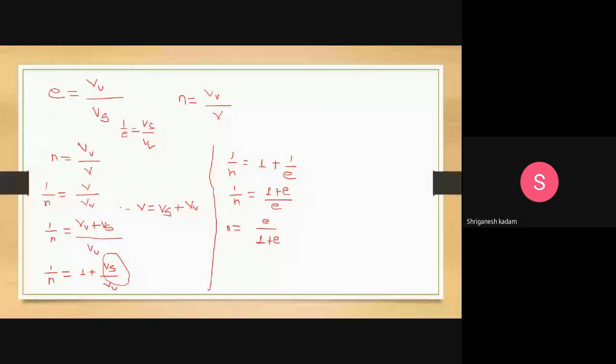So this is the required equation. So this is the relation between porosity and void ratio. So here you have to remember the relation between N and E, that is N equal to E upon 1 plus E.